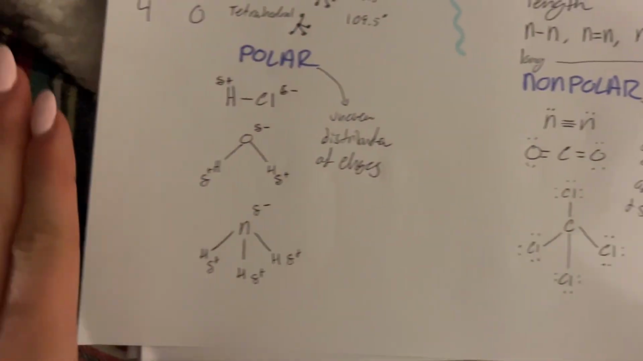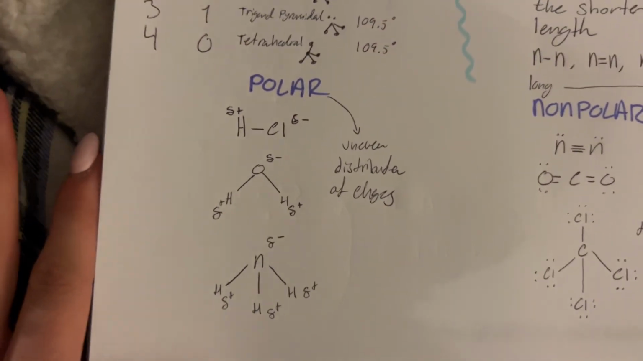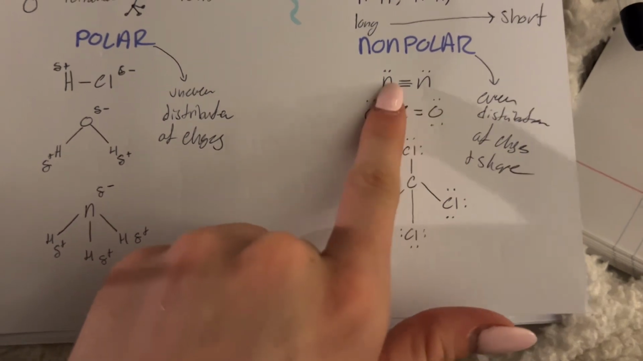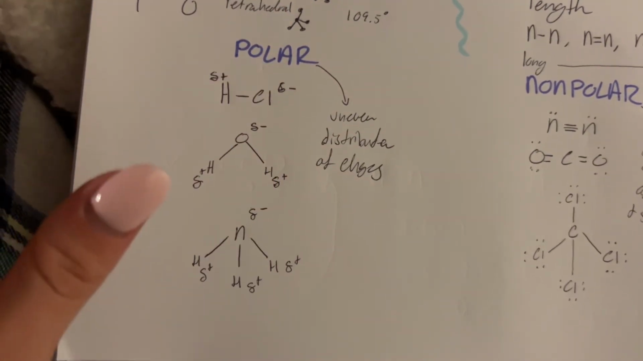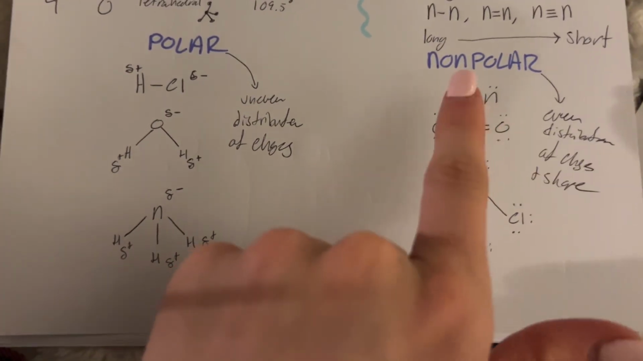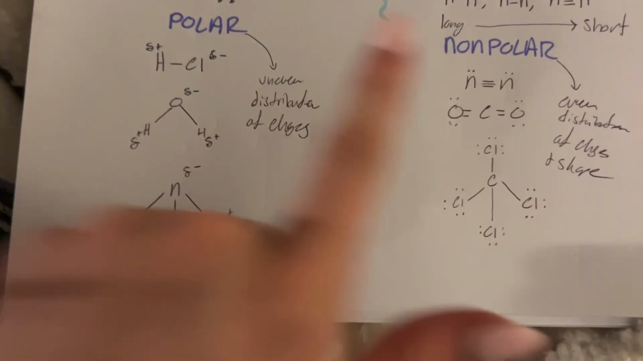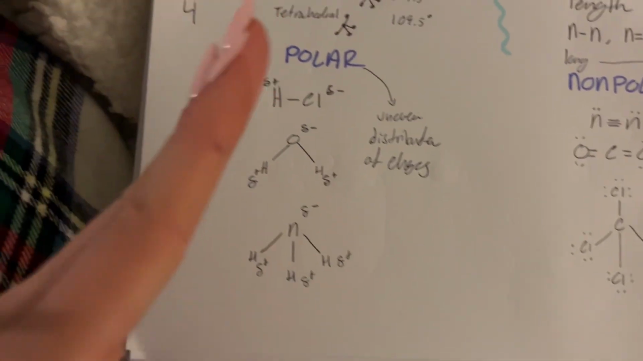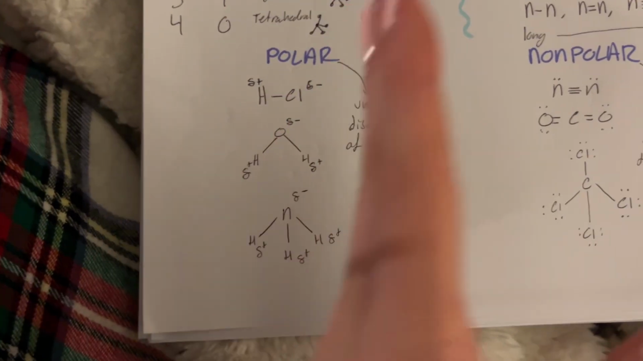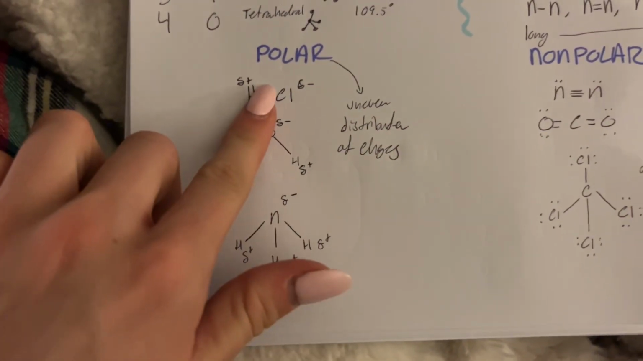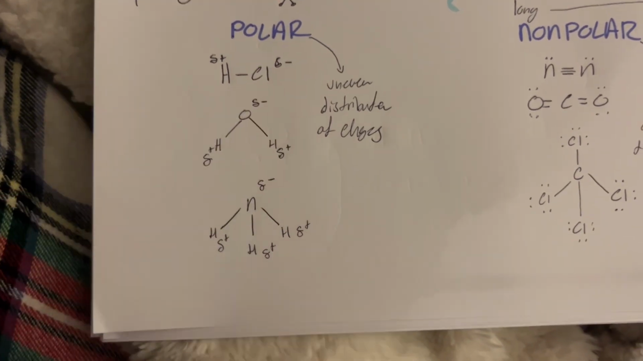But this, on the other hand, is not equal. It's further out. If you have the same atom, it's going to be non-polar. But if you have different atoms, and this one is more electronegative than this one, this one is partially positive and this one is partially negative, so that means it's polar.